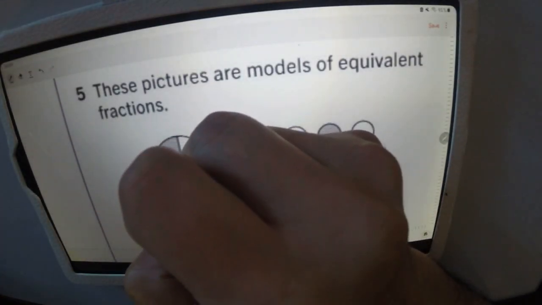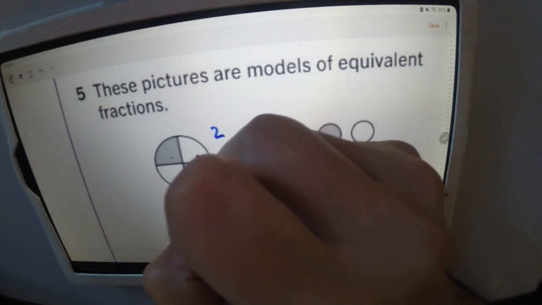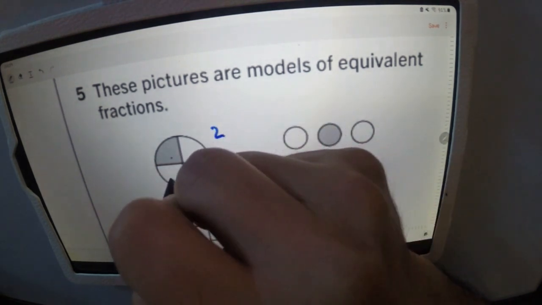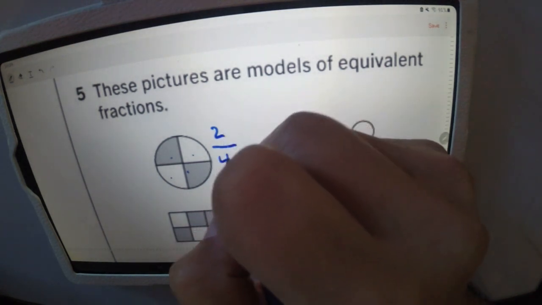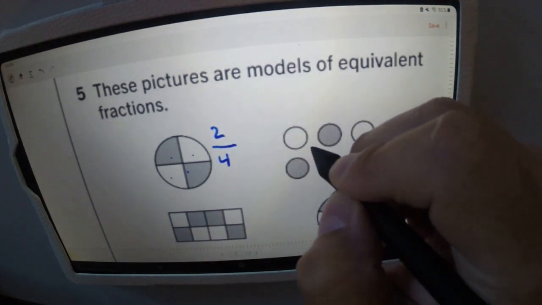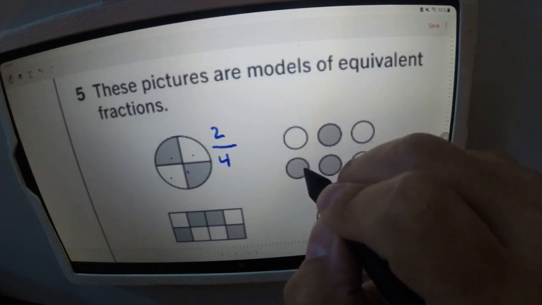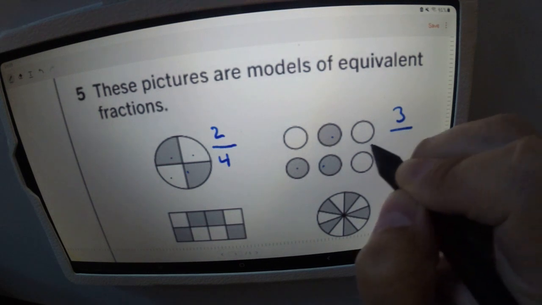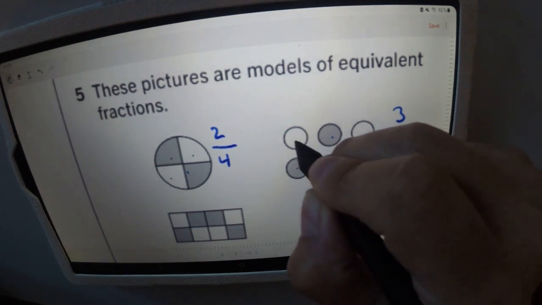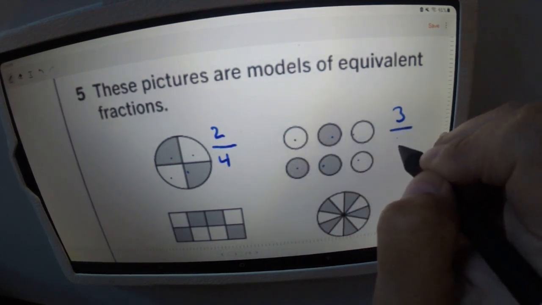The numerator: 1, 2, that's 2 out of 1, 2, 3, 4. That's the bottom number, the denominator. Remember, this is the amount shaded, and this is the total number of pieces. Let's do this one. Shaded number, the top number: 1, 2, 3, out of 1, 2, 3, 4, 5, 6 total, so that's the bottom number. 3 out of 6.